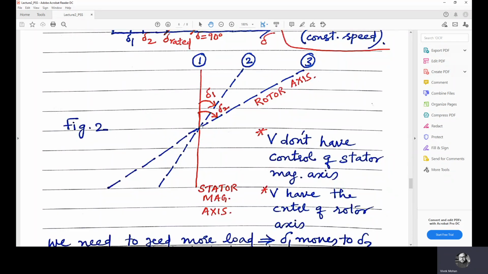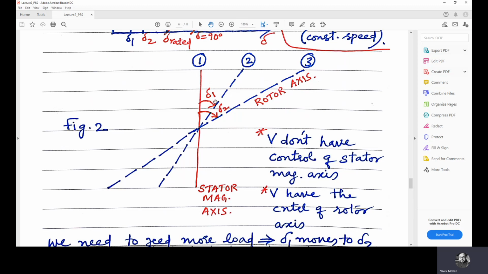Now let's see this axis. This red colored line represents the stator magnetic axis, which is taken as a reference. Initially the machine operates at del 1, so the rotor angular position corresponds to position 2. The angle between the dotted line and the reference stator magnetic axis is del 1.